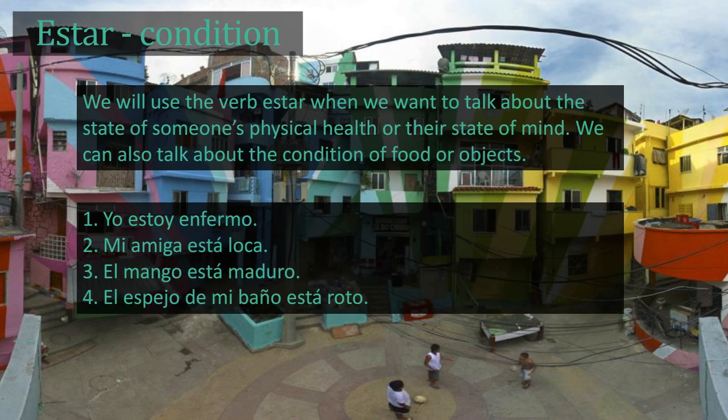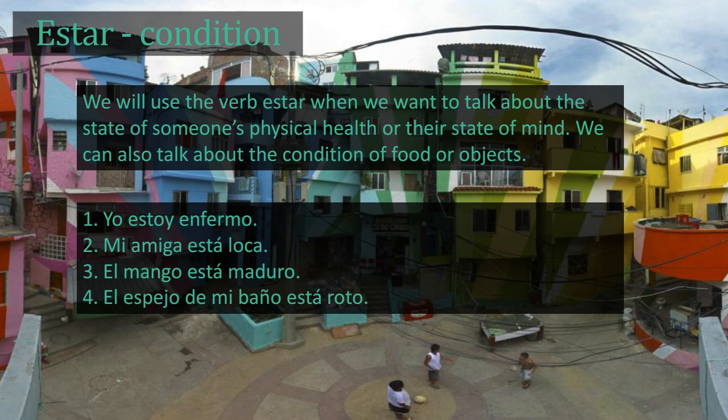All right, so this category is pretty big. When we talk about using the verb estar with condition, we're talking about four different things. We're talking about the condition of someone's health, the condition of their mind. We could also be talking about the condition of food or the condition of objects. So the first one, yo estoy enfermo, I am sick. We're talking about my health. Mi amiga está loca, my friend is crazy. We're talking about her mental state.